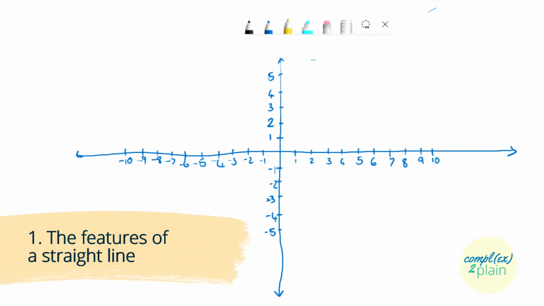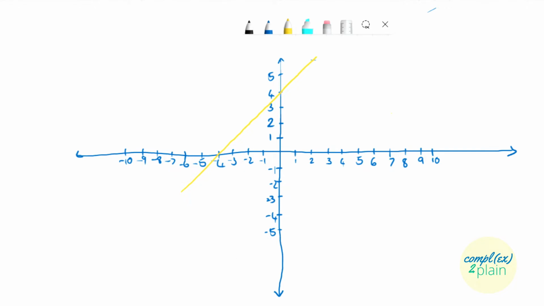Let's get started on the features of a straight line. So every straight line that you can draw on the Cartesian plane will have a place where it's touching the x-axis and where it's touching the y-axis. Do you see that? So it's this spot over here and this spot over here. So we can say over here that this spot where it's crossing the x-axis is called our x-intercept. So our x-intercept, we would say, is -4. And our y-intercept is where it crosses the y-axis. So over here we would say our y-intercept is 4.